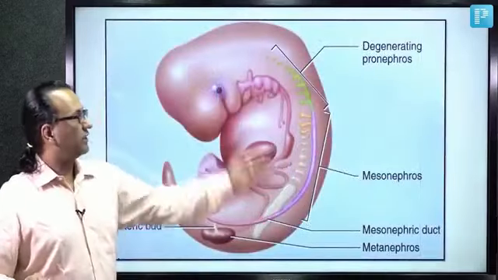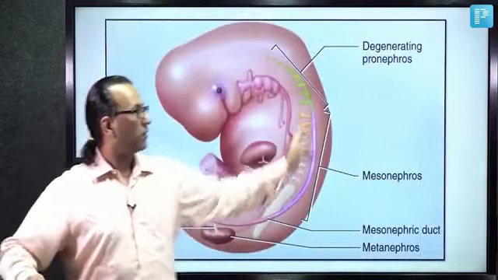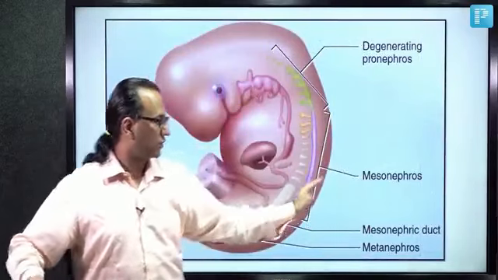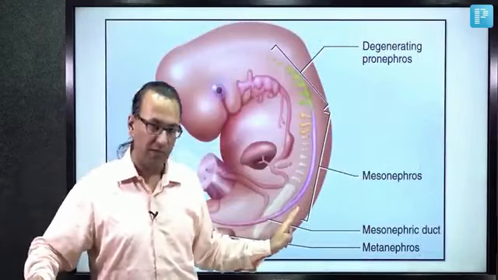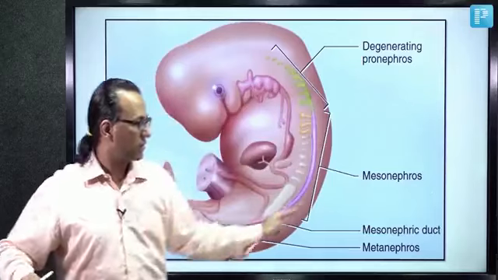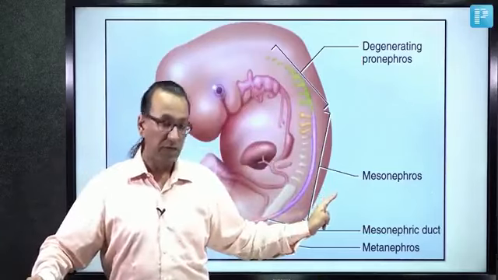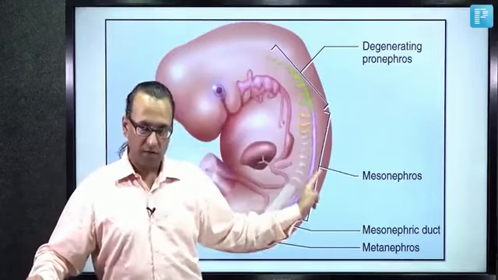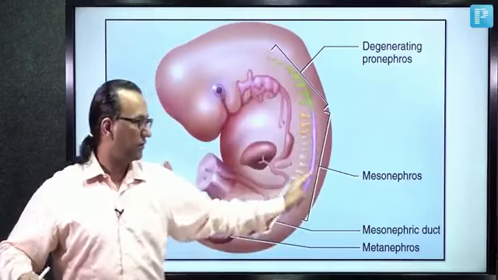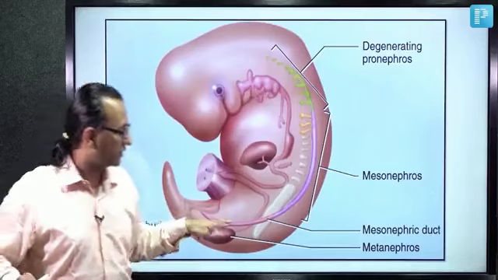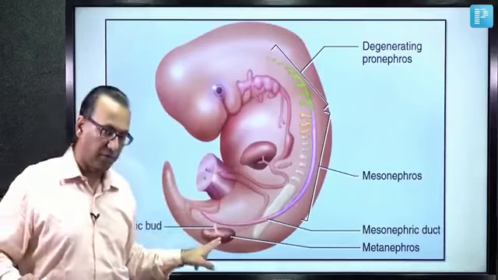Here we're looking at the side view of the developing baby, and you can again see pronephros, mesonephros, metanephros, which should have come from the intermediate mesoderm. But as we know, the pronephros and mesonephros are disappearing. Mesonephros will leave behind a duct on each side, that is the mesonephric duct. It is important because it is the one which is going to give us the ureteric bud.